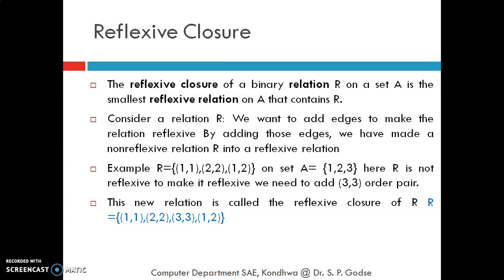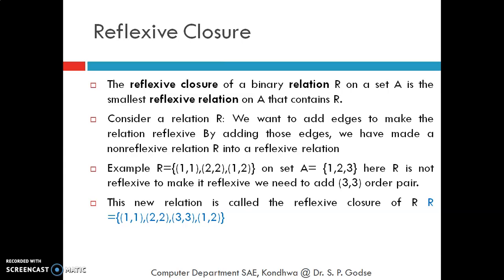We'll see different types of closure. First one is reflexive closure. As I stated, the reflexive closure of a binary relation R on a set A is the smallest reflexive relation on A that contains R. Consider a relation R. We want to add edges to make the relation reflexive. By adding those edges, we have made a non-reflexive relation R into a reflexive relation.